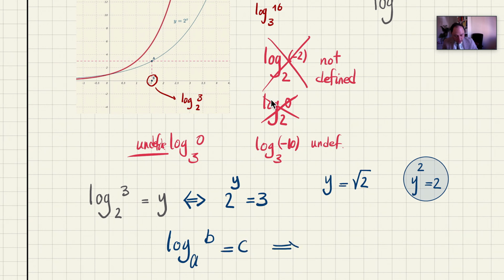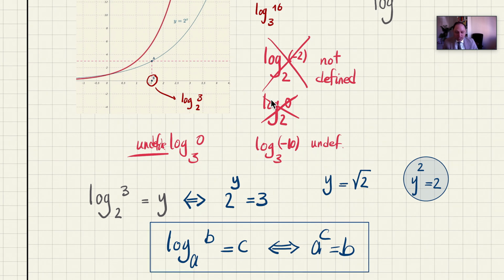How can I translate it in the language of powers? A to the power of c is equal to b. Yes, exactly. And this is what we define as the logarithm. You see, so if you understand what is going on, you discover all these things. But if you look at the mathematics book, they say that this is the definition of the logarithm.